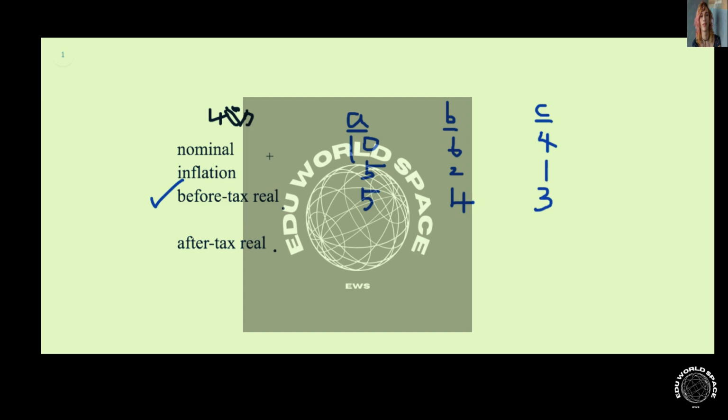And what about the after-tax interest rate? So we have to first of all calculate the after-tax nominal interest rate. Since the tax rate is 40%, the after-tax nominal interest rate is just the original nominal interest rate times 60%, because this 40% of interest is going to be taken away by the government. So we just multiply this first row here by 60%.